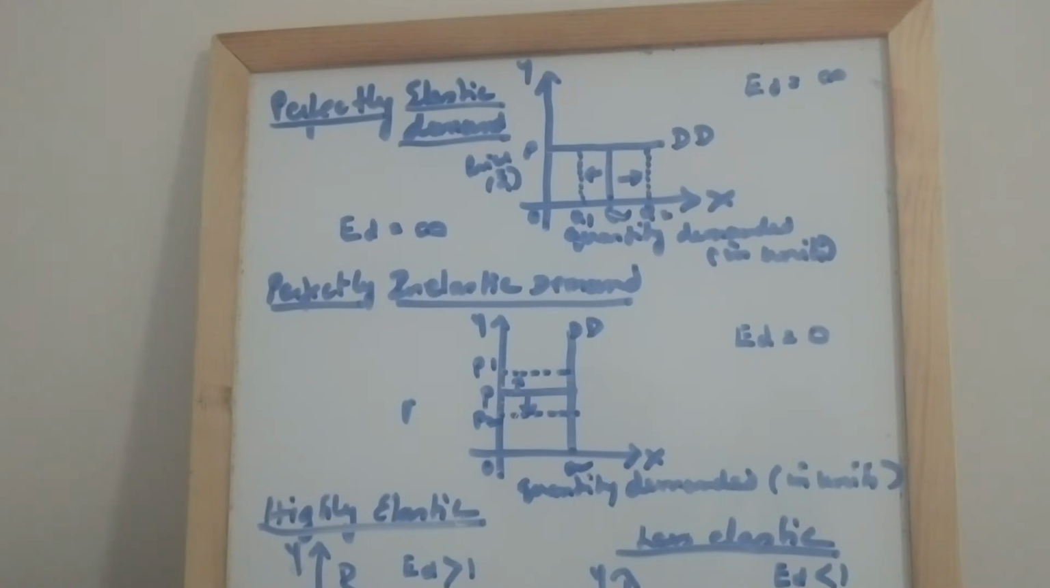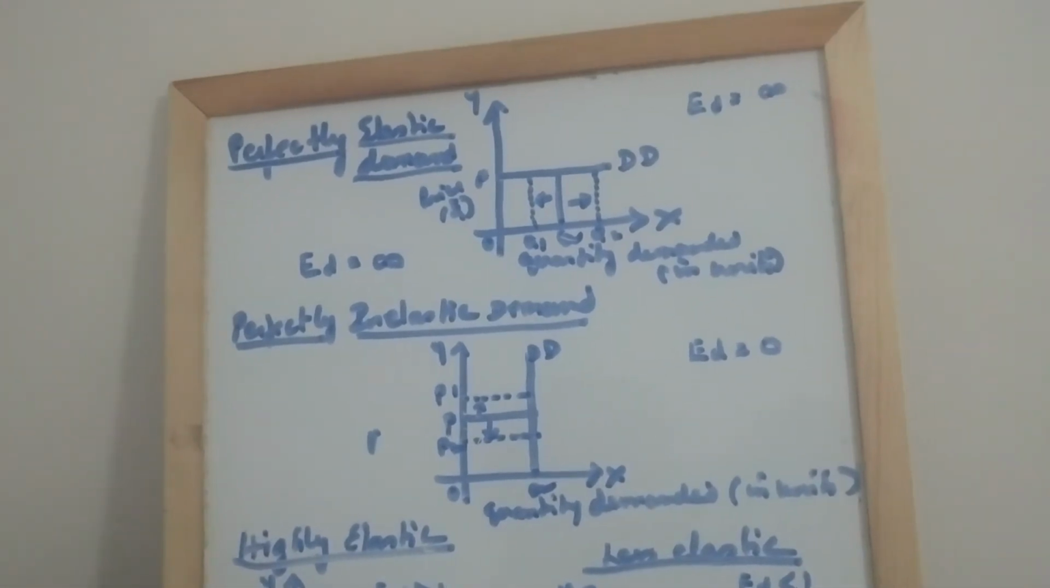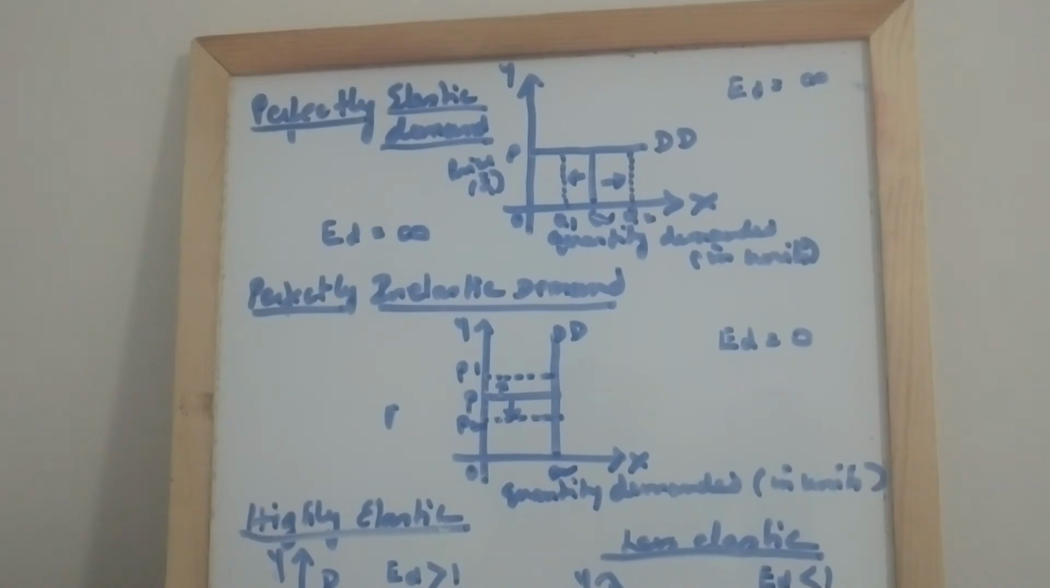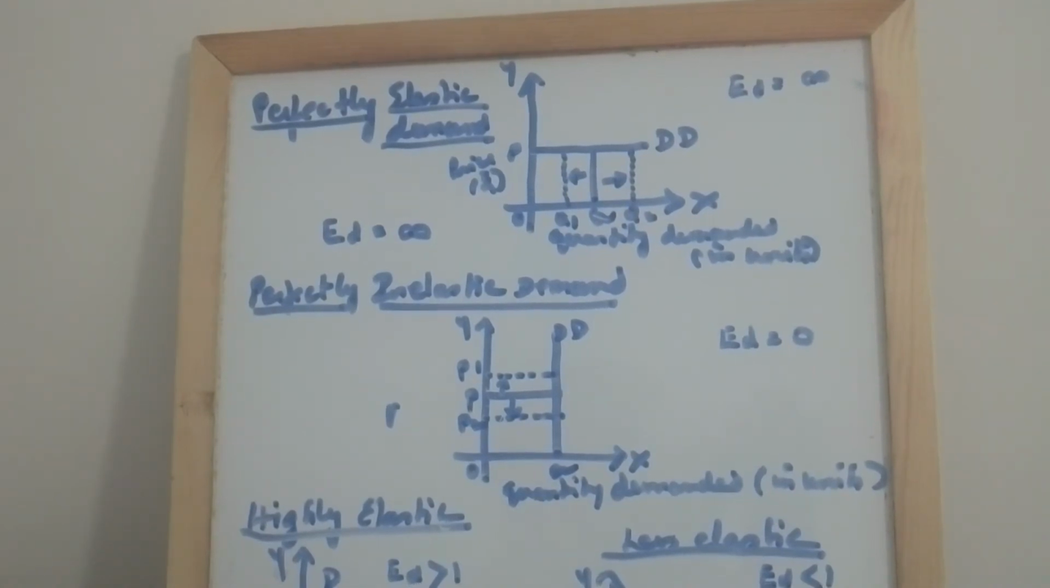Examples are electronic appliances, like an air conditioner or DVD player. When the price comes down, the demand will be more for such goods. The next one, less elastic demand. When the percentage change in the quantity demanded is less than the percentage change in price, then demand for such a commodity is said to be less elastic or inelastic. So here elasticity of demand is less than 1.